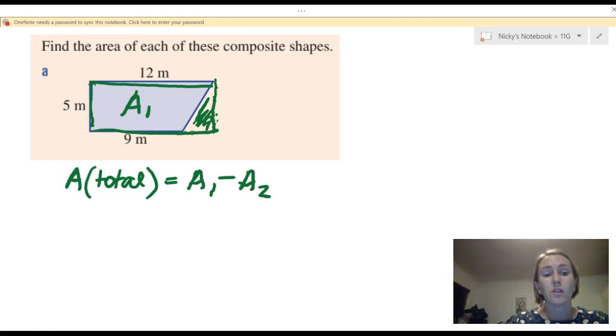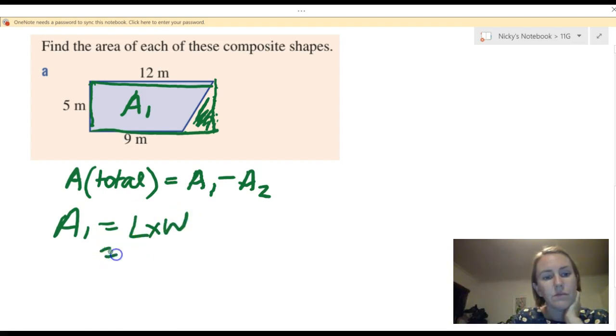So to find the area of a rectangle, I'm going to start by saying A1. I'm just going to find that first. To find the area of this rectangle, I need to do length times width. I need to make sure I'm choosing the right numbers here.